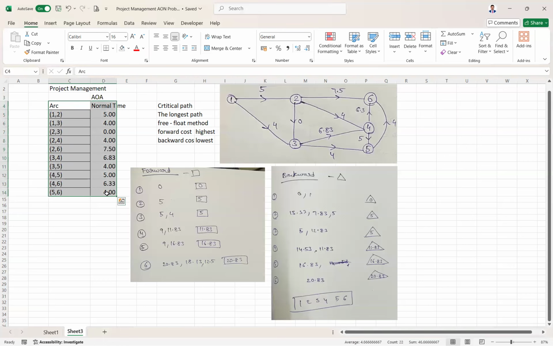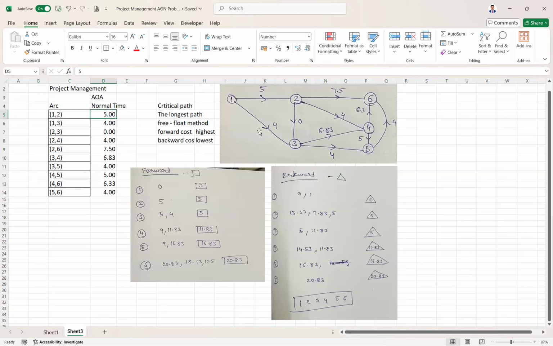The arc is mentioned, and the normal time, which is the time duration to finish that activity, is mentioned. Then it will be asked to find the critical path. In the initial phase, we are trying to solve the critical path itself. Once we get to solve the critical path, then we'll move on to crashing and PERT analysis. So these arcs are being mentioned, and the time duration has been given. Units depend upon the question.